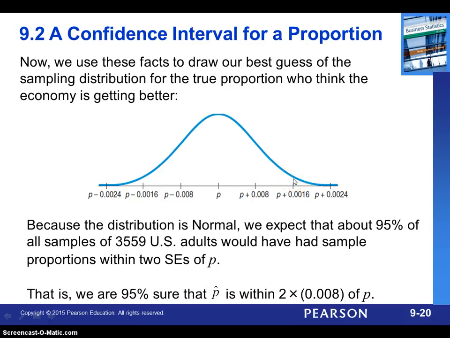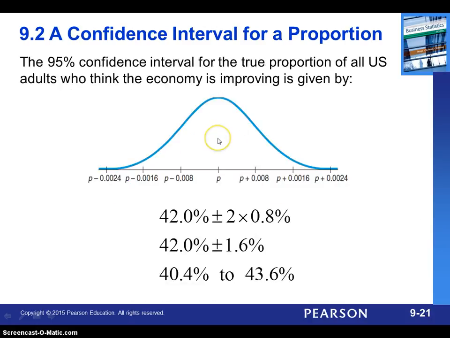If we recall from our 68, 95, 99.7 rule, 68% of values should fit between minus 1 standard deviation and plus 1 standard deviation. 95% should fit between minus 2 standard deviations and plus 2 standard deviations. Even though we're using standard error here, the principle is the same. So 95% of the proportions that we get should fit between minus 2 SEs and plus 2 SEs. And we can figure out what that number is.